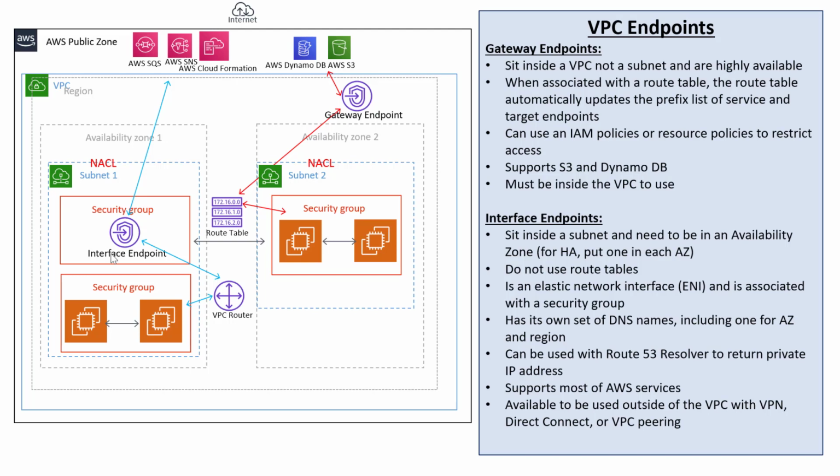Interface endpoints come with their own set of DNS names, including one for each availability zone and each region, and they can be used with Route 53 Resolver to return a private IP address instead of the public IP address. They support most AWS services, and they are available to be used outside of the VPC with VPN, Direct Connect, or VPC peering. So let's get into the console and see some VPC endpoints in action.